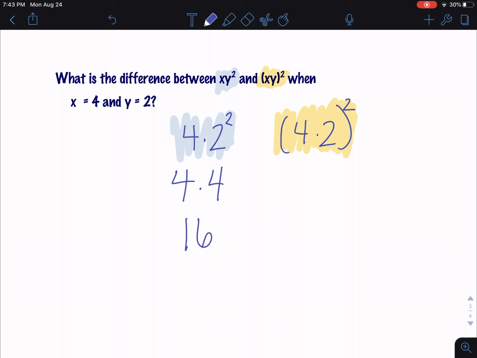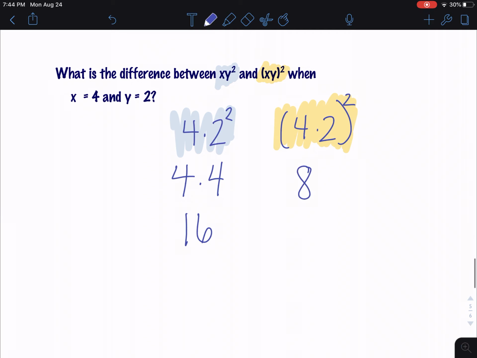In the example on the right, the entire product is within the parentheses, so following PEMDAS, I need to do the parentheses first. This leaves me with 8 squared, which would result in a final answer of 64. Much different answers, even though the beginning expression looks very similar. So we must pay attention to the parentheses and see what they are grouping together because they will make a difference.